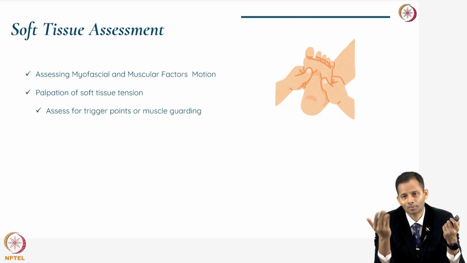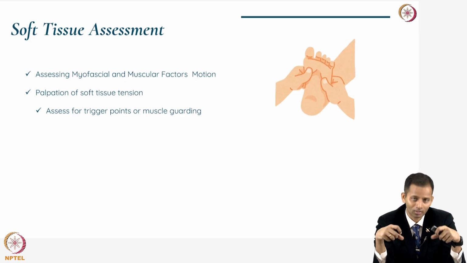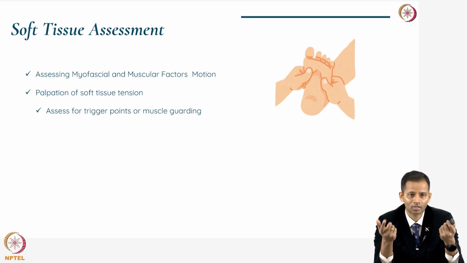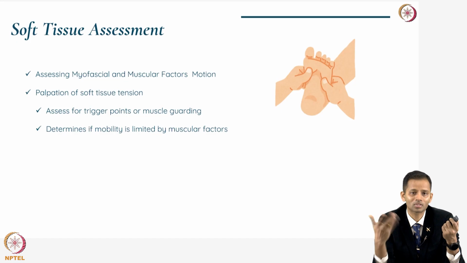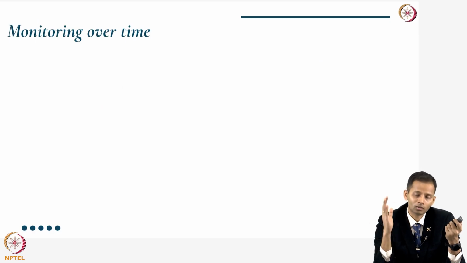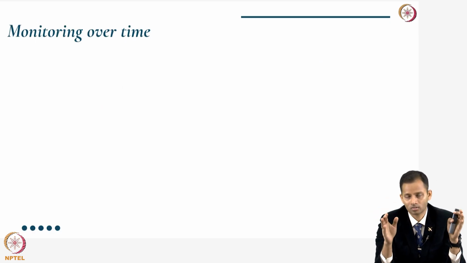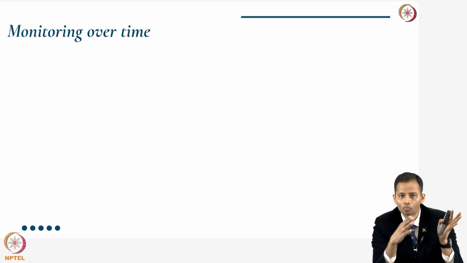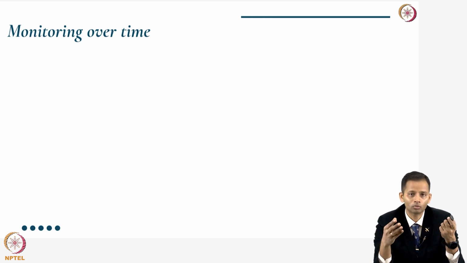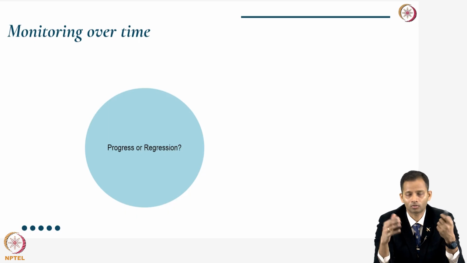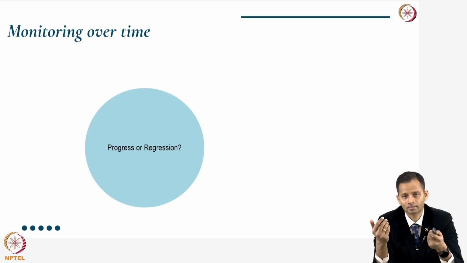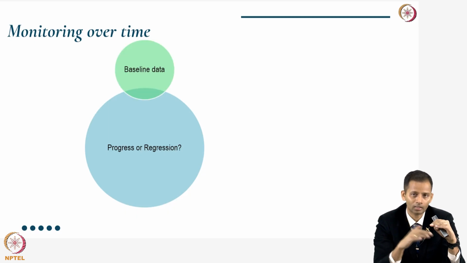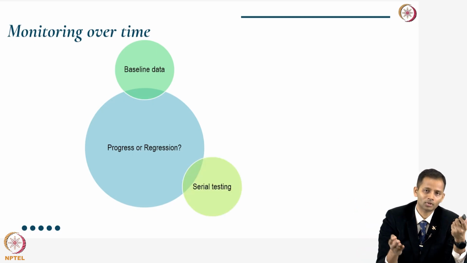So, for example, you can get to know the tightness of the plantar fascia by palpating along the line of the plantar fascia. That gives an idea of the compensation that is happening in a particular soft tissue. It also helps to determine the mobility available. It is not only important that you assess, but it also needs to be recorded and monitored over time, to see whether it is progressing or regressing. So, it helps to have baseline data and then see how your intervention is working subsequently.